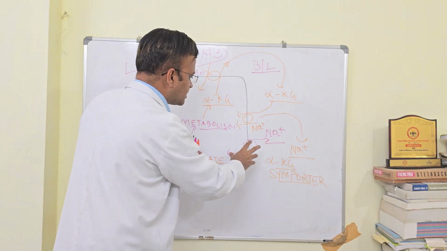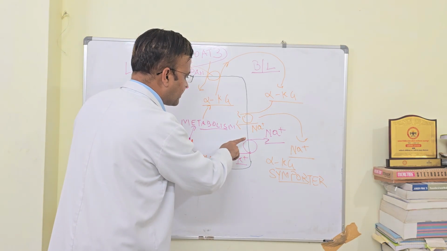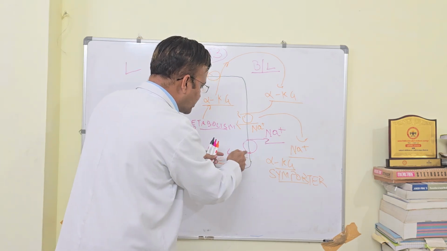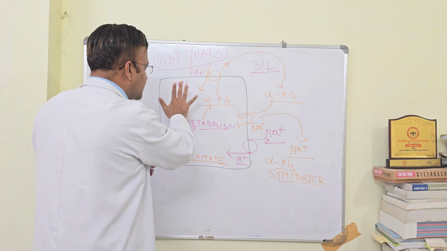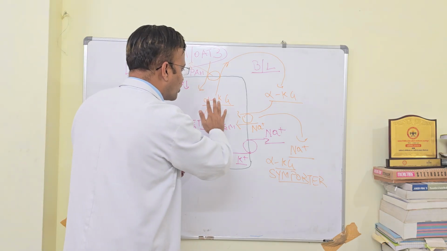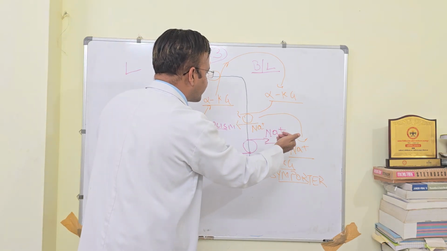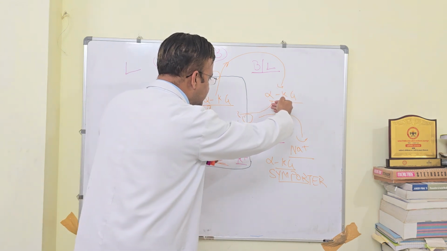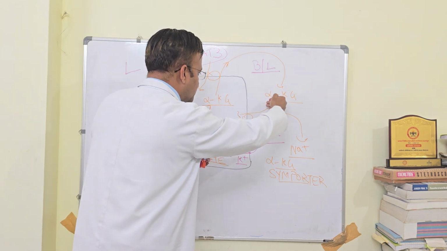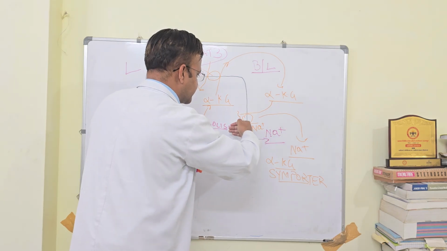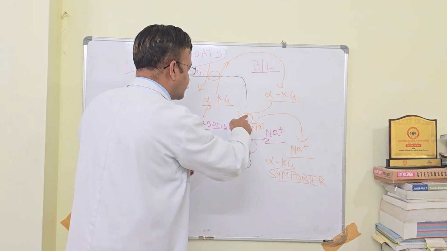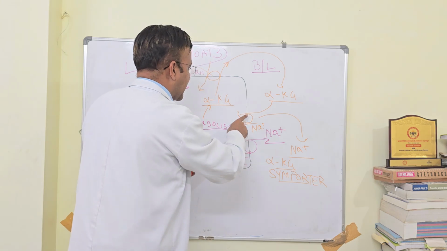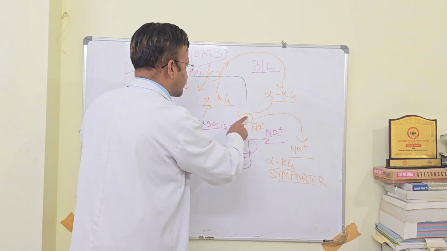Now, if you pay close attention to this, this is our primary mover. It is pumping the sodium ion outside and potassium inside. So we've got less sodium inside, more sodium outside. This creates a gradient, right? Now alpha ketoglutarate is using this gradient to enter inside the cell along with sodium. So this is an example of secondary active transport. This is your primary active transport and this is your secondary active transport.